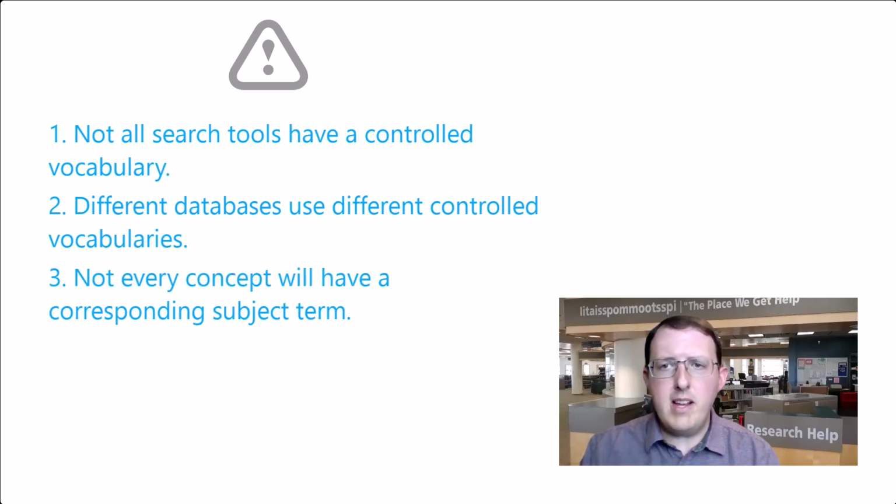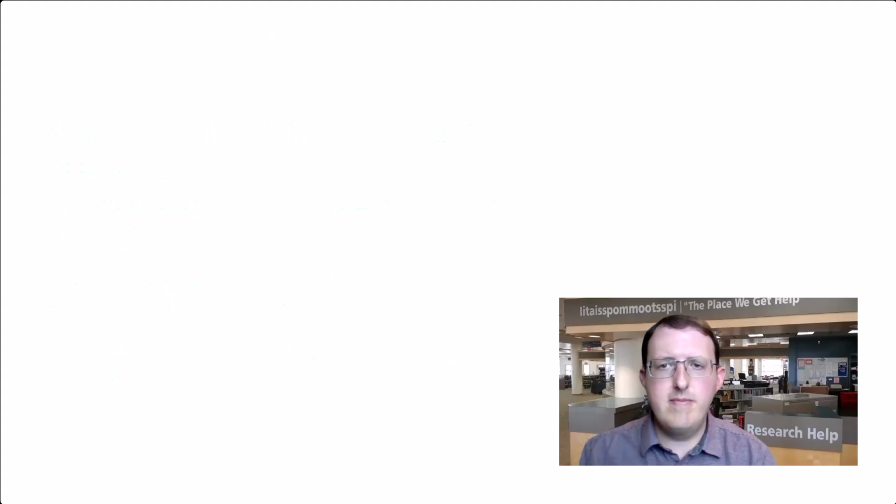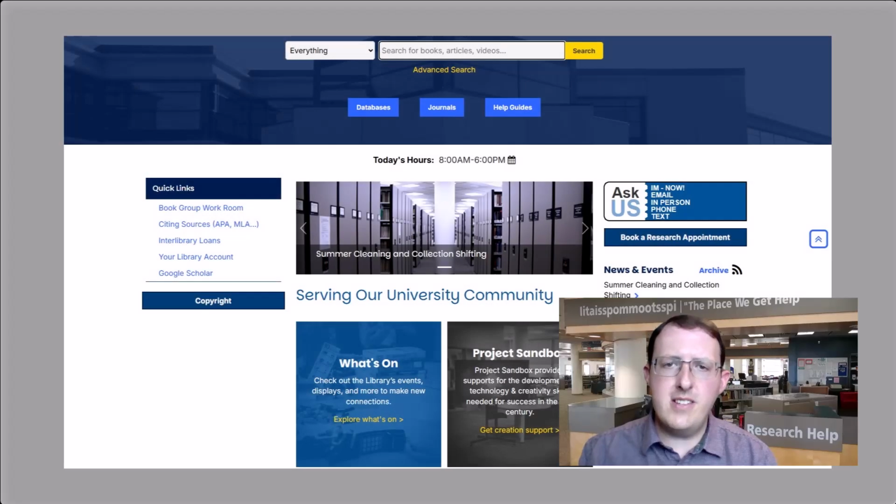And third, you might occasionally be working with a core concept that doesn't have an appropriate subject term in the database you're using. In this case, you might instead have to use keyword searching for that particular concept. It can be challenging to understand how subject terms work and how to use them effectively, so please don't hesitate to reach out to your subject librarian or our research help service if you have any questions.